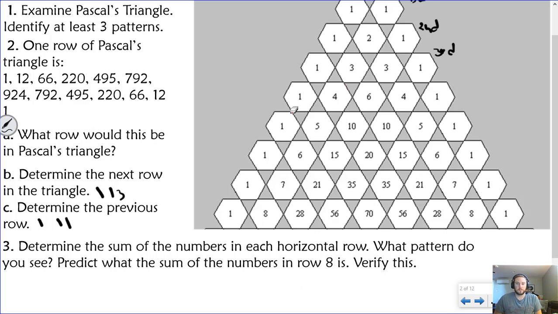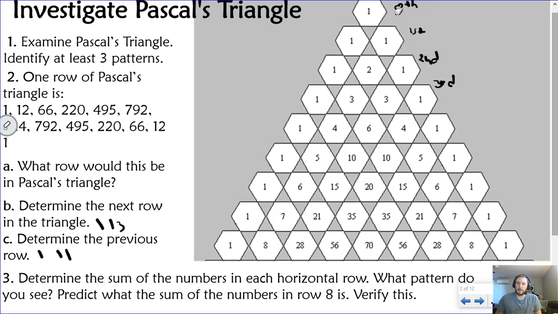So here's one of these deeper level patterns that are going on in this Pascal's triangle that makes it quite interesting. Determine the sum of the numbers in each horizontal row. So if I looked at each row in my Pascal's triangle and I looked at the sum of the numbers, the first row is 1, and the next row is 1 plus 1 is 2, and then 1 plus 2 plus 1 is 4, and then 1 plus 3 plus 3 plus 1 is 8, and then 1 plus 4 plus 6 plus 4 plus 1 is 16, and then 32. And you'll notice that there's even a pattern going on here, right?